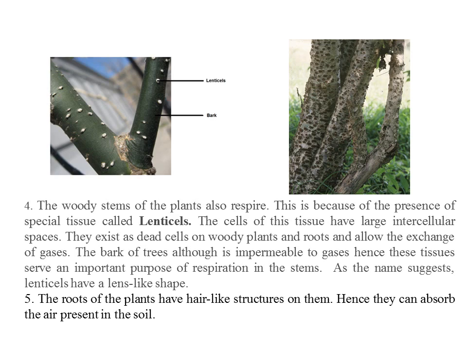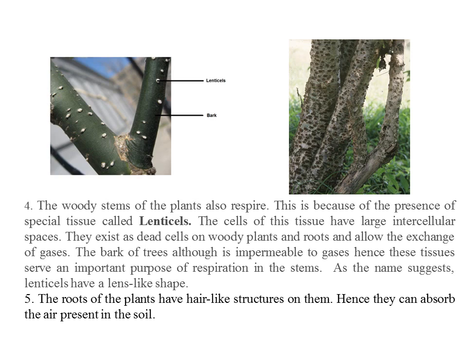That is why the woody stem of the plant also respires, and the cells of this tissue have large intercellular space, and they can actually exist as dead cells on woody plants and roots and allow the exchange of gases. The bark of trees, although, is impermeable to gases, hence the tissue serves an important purpose of respiration in stems. As the name suggests, lenticels have a lens-like shape.